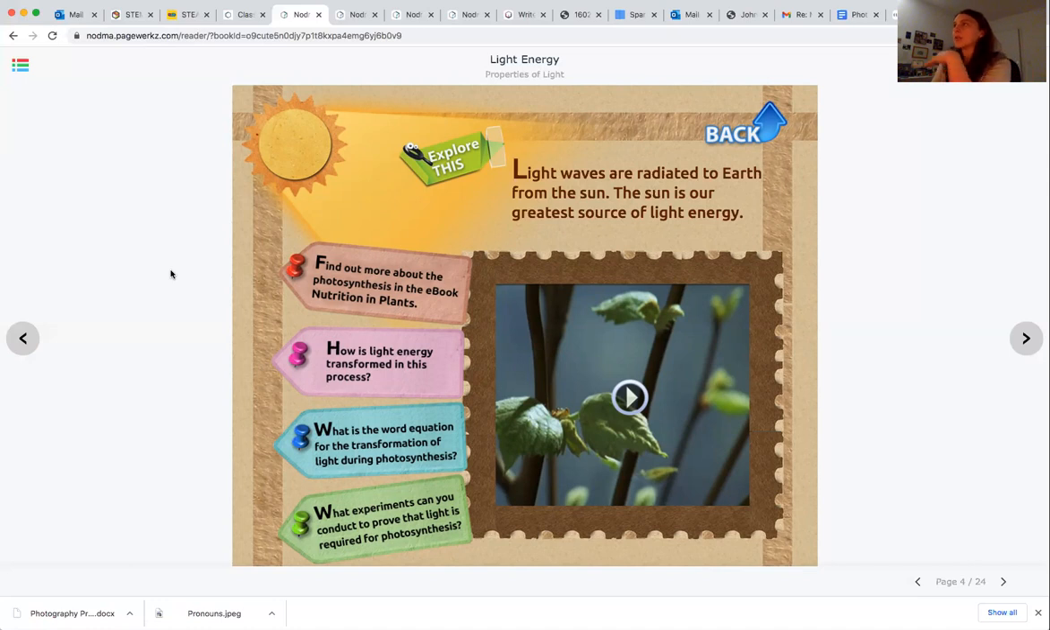So going back to NODMA, just to keep on topic, there are a couple of questions at the left-hand side that you see there. So how is light energy transformed in this process? You can ask the class that question, and do a kind of question and answer, or you can get them to discuss that in pairs if they like.